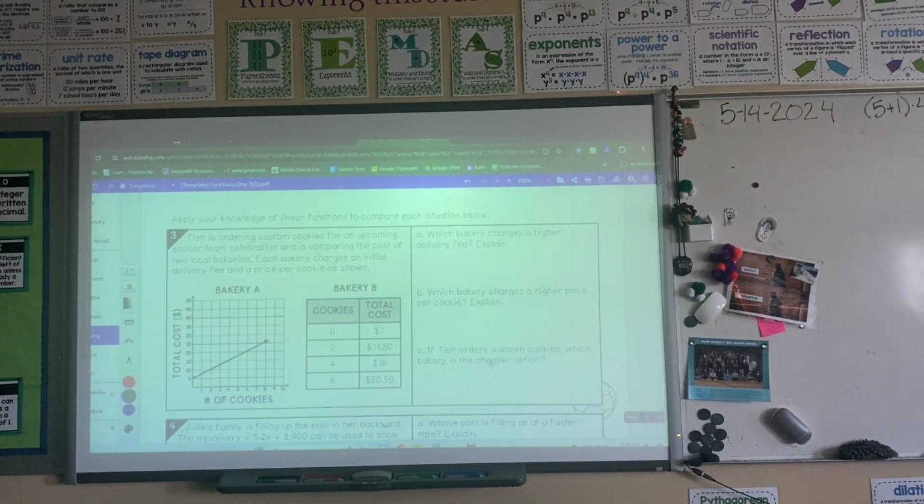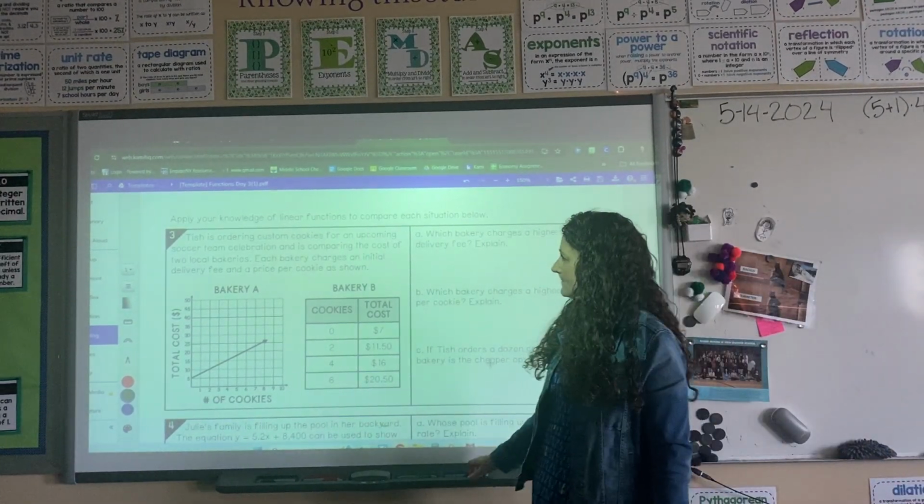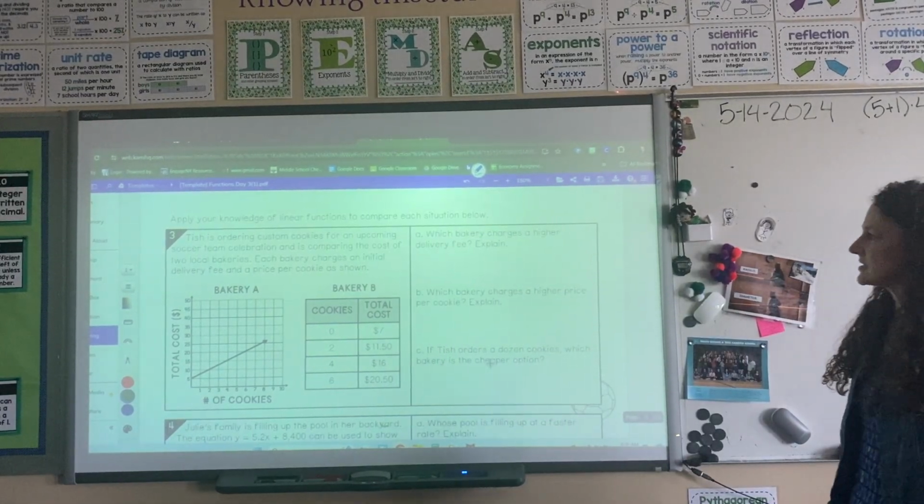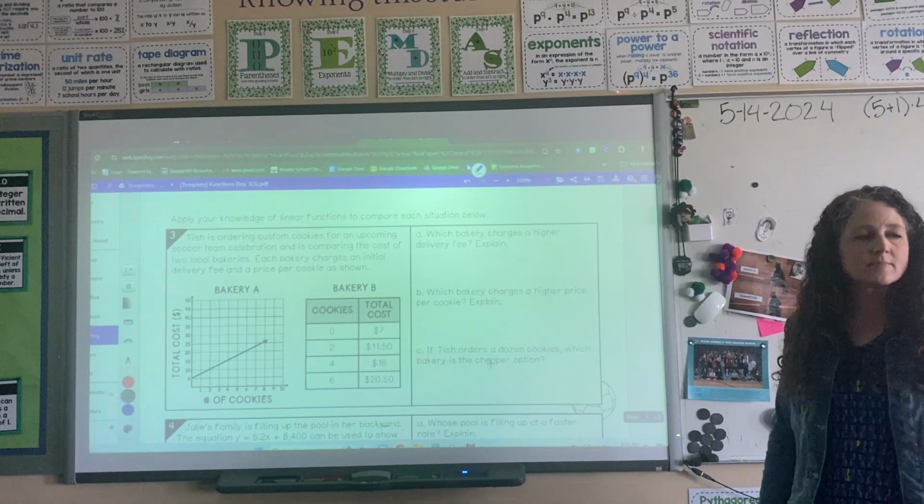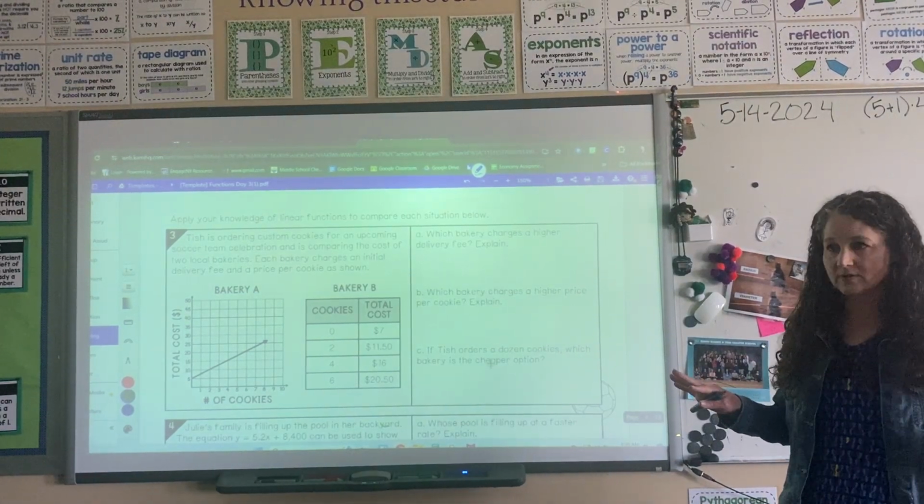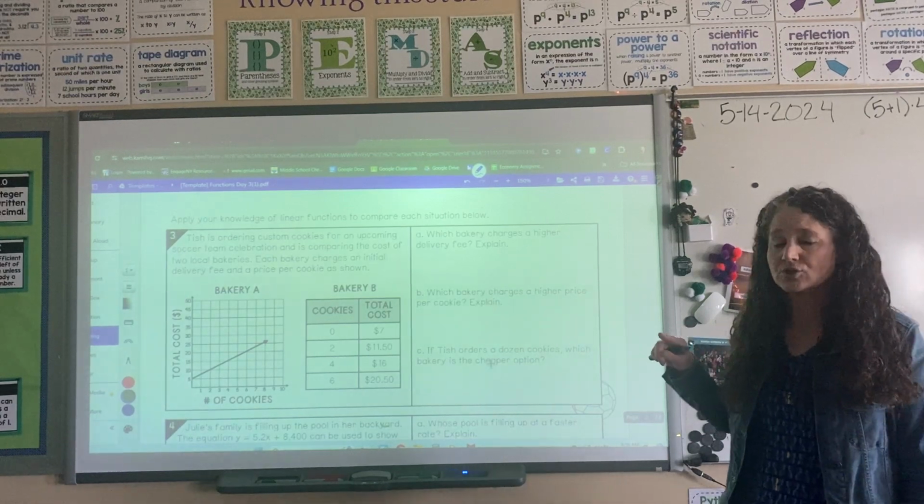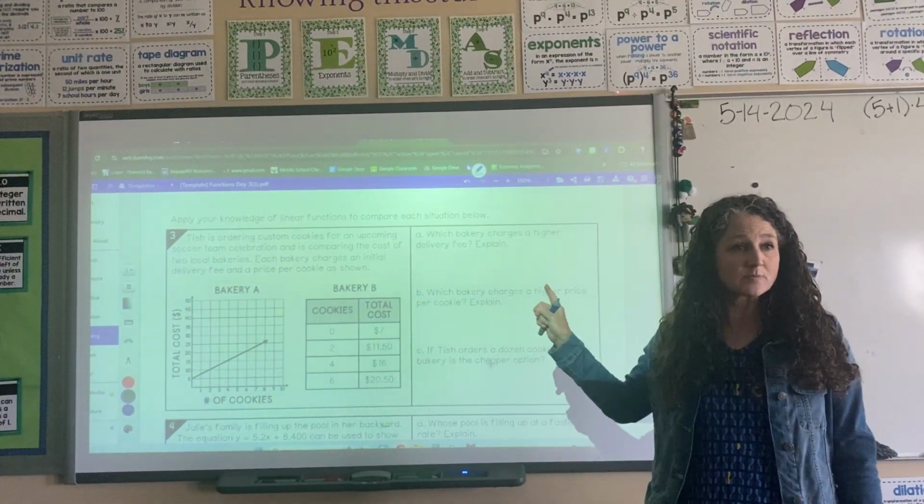Oh, we've got Tish. Okay, so we've got Bakery A and we've got Bakery B. Tish is ordering custom cookies for an upcoming soccer team celebration, and she's comparing the costs of 2 local bakeries. If you order things and you do not compare the costs between your vendors, you are done. Tish is a smart young lady.